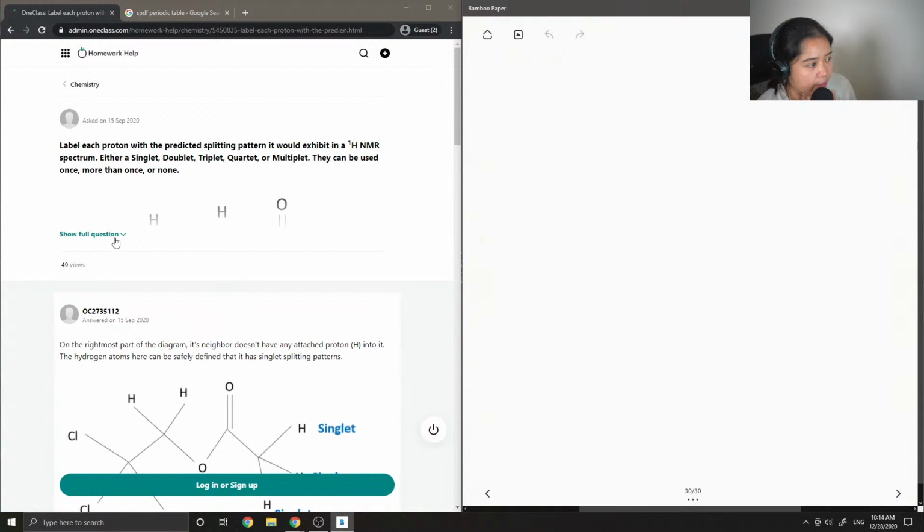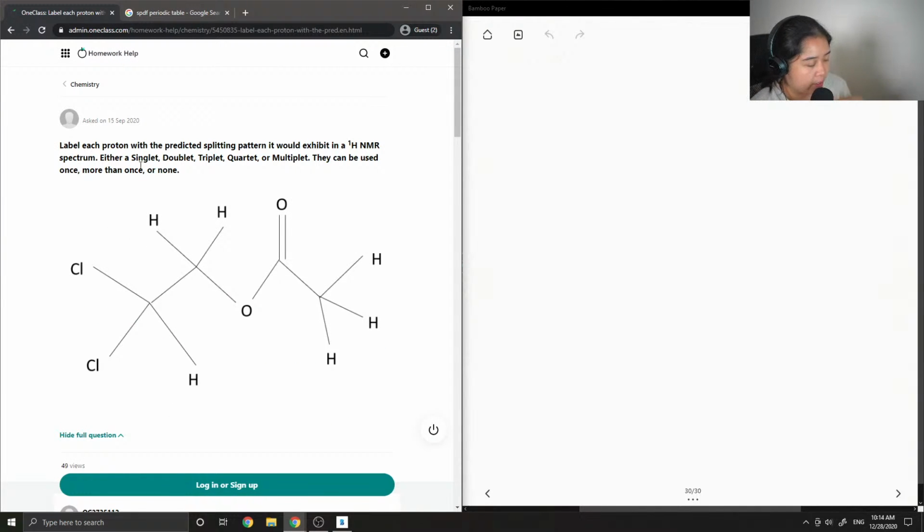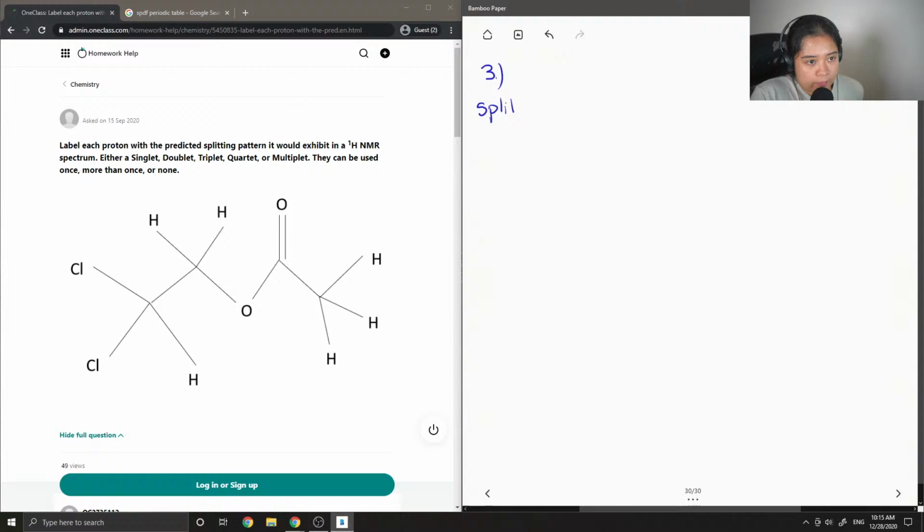Okay, so on to question number 3. Label each proton with the predicted splitting pattern it would exhibit in a 1H NMR spectrum, either a singlet, doublet, triplet, quartet, or multiplet. They can be used once, more than once, or none. Okay, so I'll just write first one of the main rules for determining the splitting pattern. And this can be described as n plus 1.